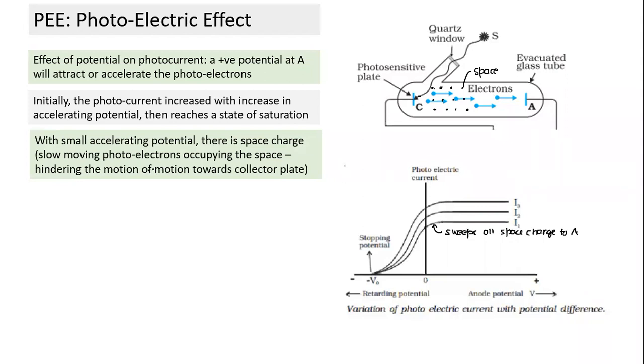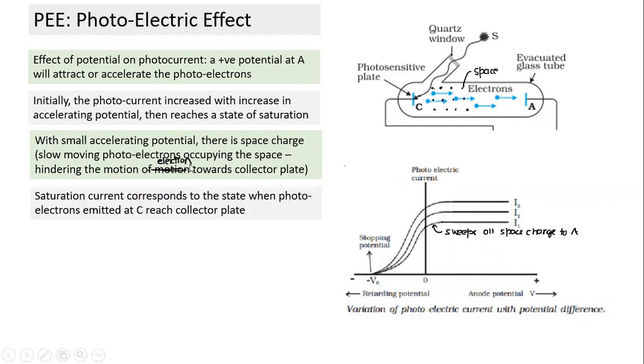They hinder the motion of electrons toward the collector plate. We apply a small potential. Saturation current corresponds to the state when all photoelectrons emitted at C reach the collector plate.